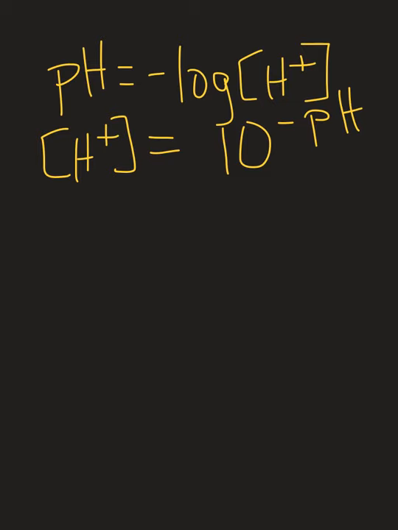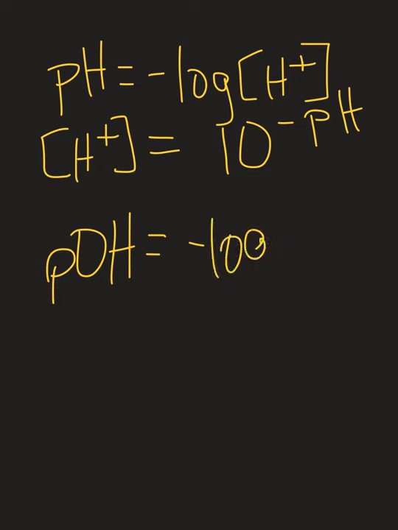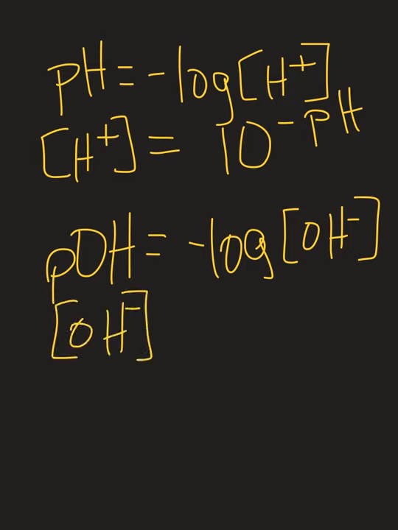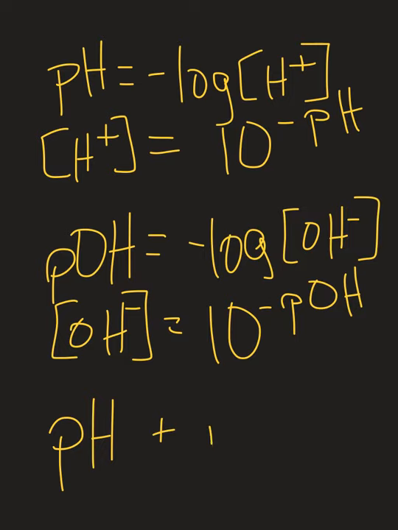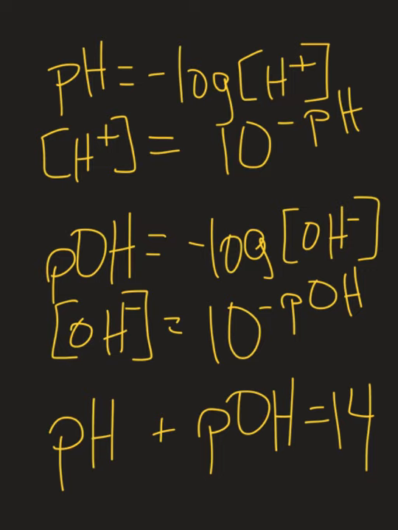Now this works with both pH and pOH. It works the same way, okay? Just sub in pOH for pH, and it's the same thing. Negative log hydroxide ion concentration, and to get the hydroxide ion concentration, 10 raised to the negative pOH. And then of course we have our other basic equation where if you add these two together, you get 14.